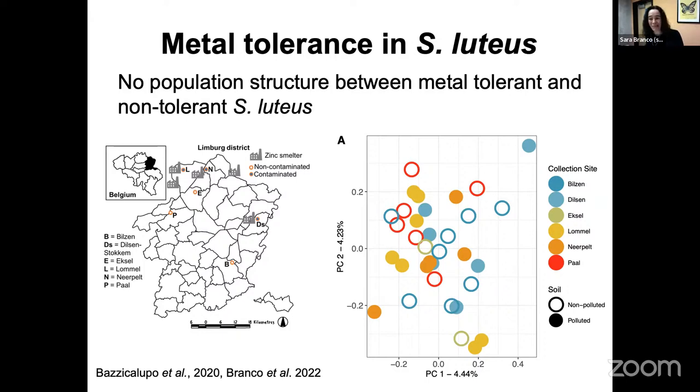And I'm sure many of you can relate to that. What I'm showing you here is an ordination plot with individual genomes as circles. The circles that are closed come from polluted sites. The circles that are open come from non-polluted sites. And there is no clear partitioning of these individuals. They're all intermingled, which tells us that there is gene flow. And it's not shocking, because if you look at the spatial scale, we're talking about less than 20 to 50 kilometers. And this species is wind dispersed. So there's no bear, no ocean, no mountain in between these sites. So it's not shocking that they're actually exchanging genes.